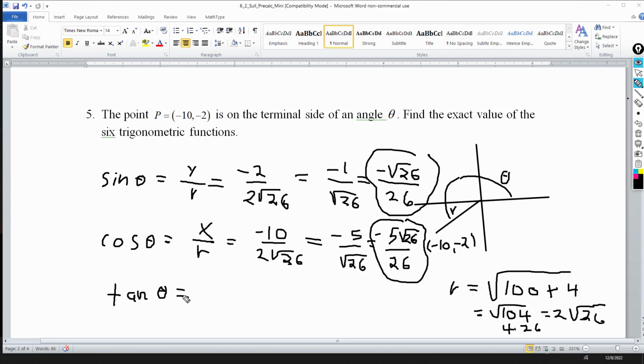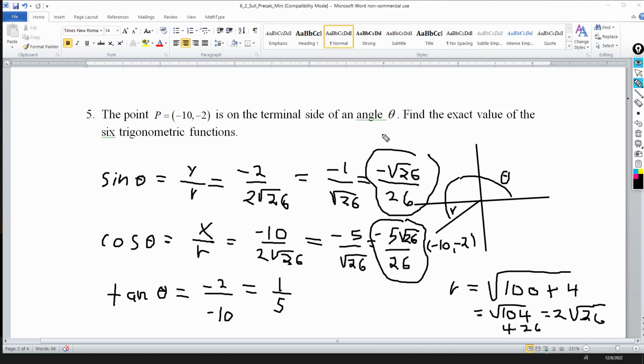Using the same concept, the tangent of that angle theta in standard position, with the point on the terminal side at negative 10, negative 2, and distance from the origin 2 radical 26, is given by the y value over the x value. The y value is negative 2 and the x value is negative 10. Reduce that down to 1/5. So that's your sine, the cosine, and the tangent.